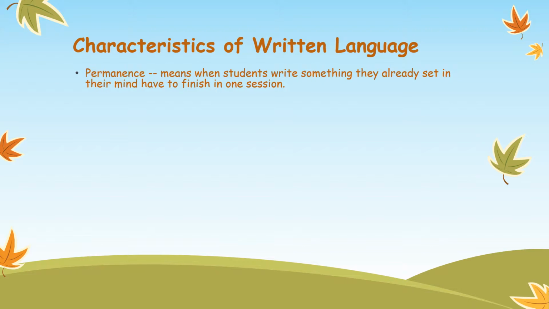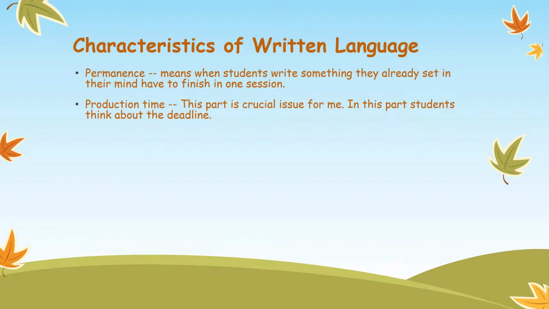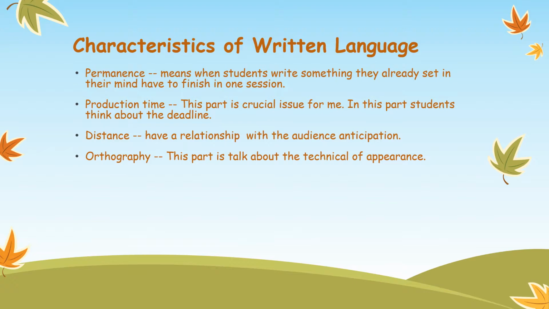Characteristics of written language. Number one is permanence, which means when students write something, they already set in their mind that they have to finish in one session. Production time. This part is a crucial issue for me. In this part, students think about the deadline. Distance has a relationship with the audience anticipation.